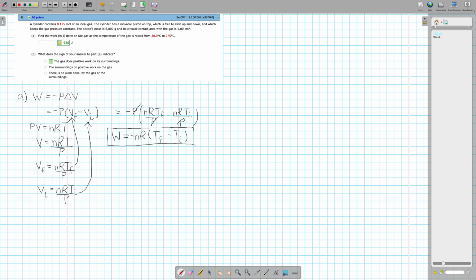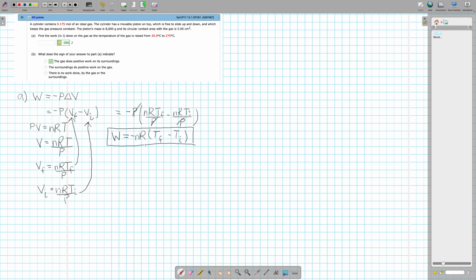Note that the final temperature is higher than the initial temperature, so this delta T is positive, and there's a negative sign here, which means that the work done on the gas is negative. Again, that makes sense because you're heating up the gas, it expands, it pushes the piston, so the gas is doing work on the piston. It's doing work on the surroundings. Therefore, the work done on the gas is negative.